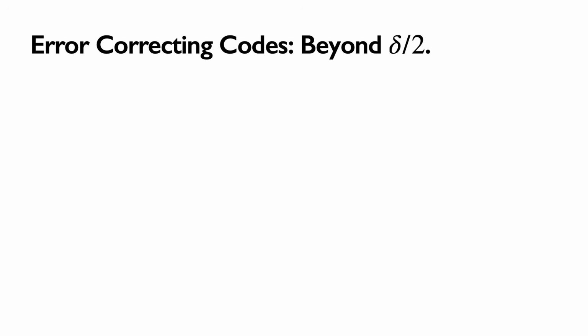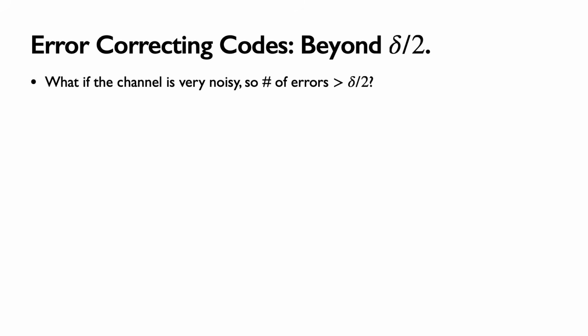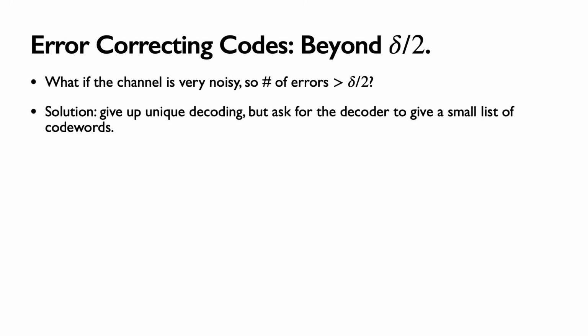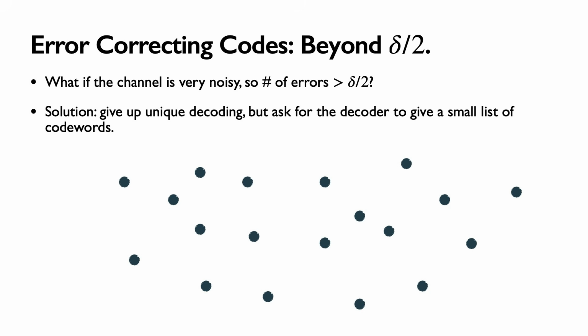So what happens if the number of errors is more now? If the number of errors is less than delta by 2, then we can handle it. But what if the channel is very noisy? In this case, we cannot get unambiguous decoding. There can be multiple code words which are close to the received vector. So we'll give up unique decoding, but we'll ask for the decoder to give us a small list of code words, maybe think 10 code words, which are close to the received vector.